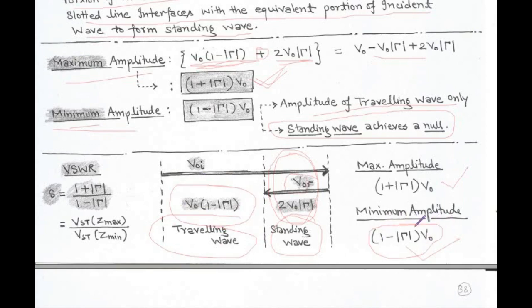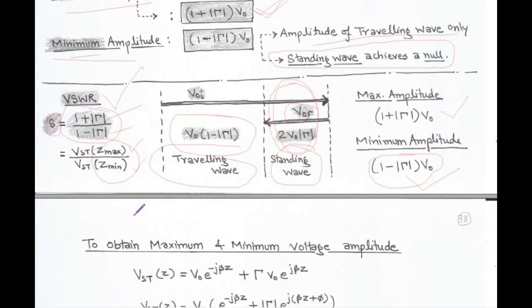And the voltage standing wave ratio is the ratio of the maximum amplitude upon minimum amplitude. After taking the ratio, we get a voltage standing wave ratio, small s, equal to 1 plus mod of tau upon 1 minus mod of tau. So the voltage standing wave ratio is equal to (1 plus mod tau) upon (1 minus mod tau). That is the ratio of the maximum amplitude upon minimum amplitude.